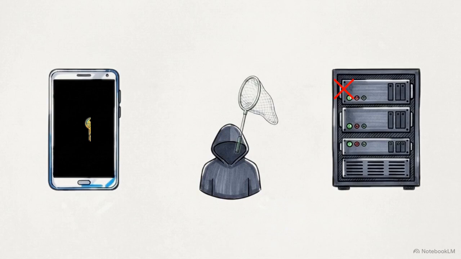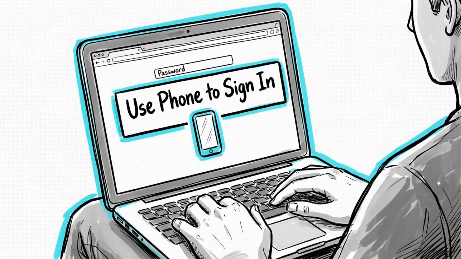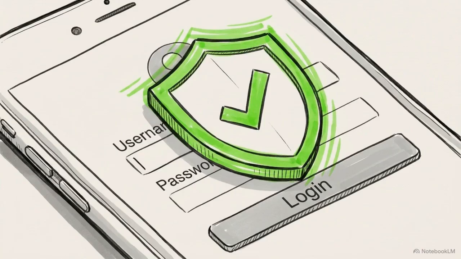When you sign in, your phone mathematically proves it holds the private key. No secret is ever transmitted over the internet, which means there is nothing for a thief to intercept. And for the primary privacy concern, your fingerprint or face scan simply unlocks the key locally. That biometric data never leaves your phone. Because there is nothing to type and no secret to hand over, passkeys eliminate the main risks of phishing, credential reuse, and server-side data breaches.